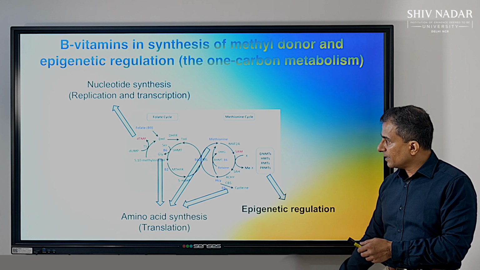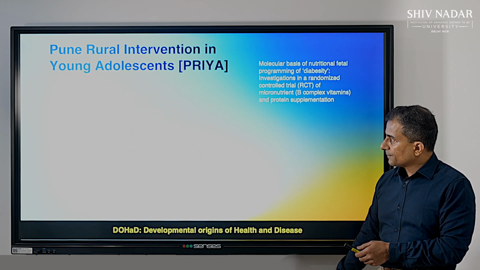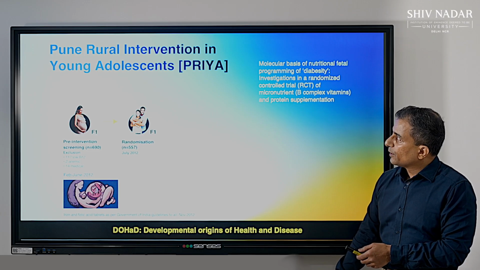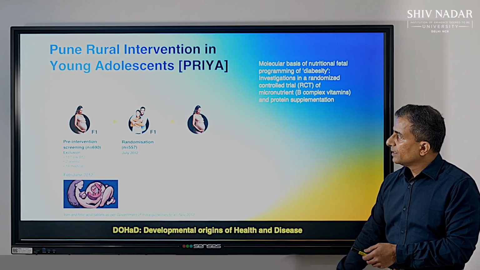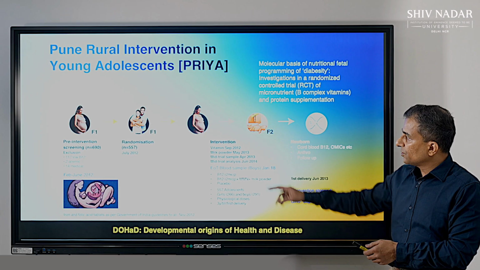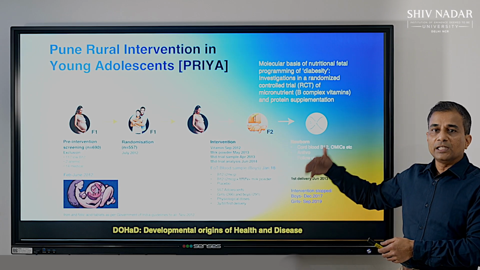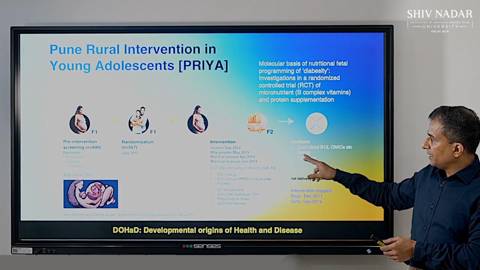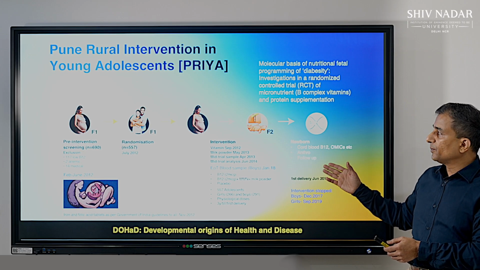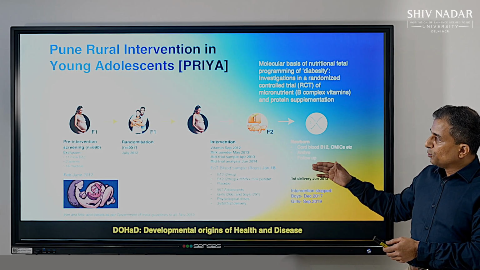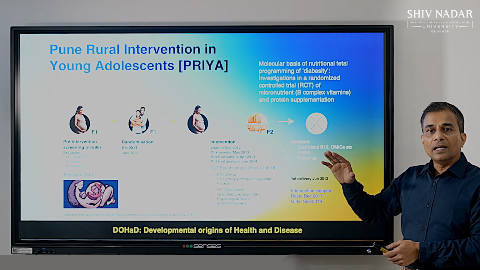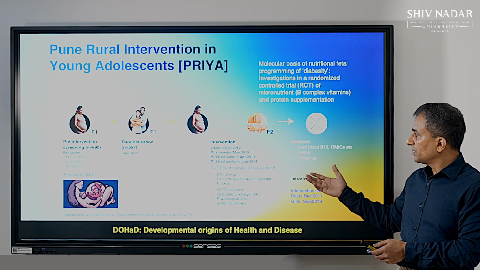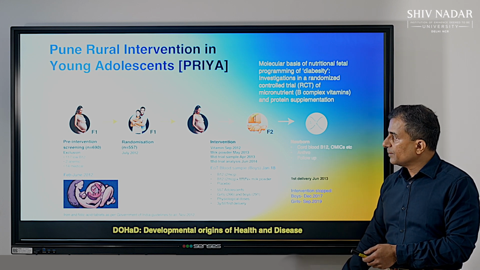And so that's why a randomized study was done. This was a controlled trial called PRIA, which was done in Pune, a Rural Intervention in young adolescents, where they were given supplementation with vitamin B12 and of course protein and multi-micronutrients, and it was a controlled trial. And in the newborns, the cord blood B12 and anthropometric measurements were done. But most importantly, we then looked across these generations, and in these babies, at gene expression profiling changes and also epigenomic changes, which are important to understand the molecular mechanism.